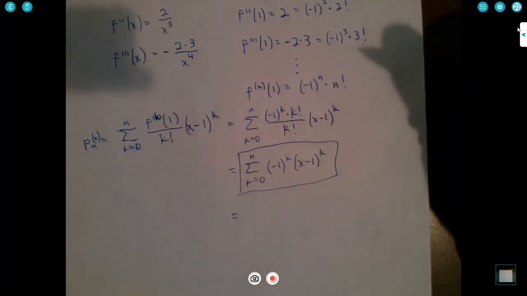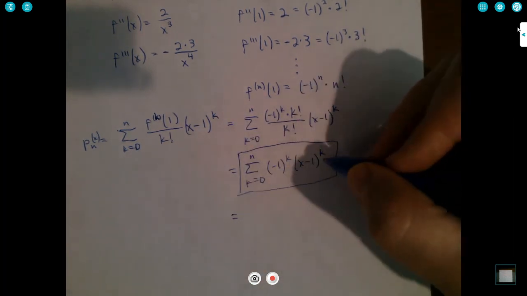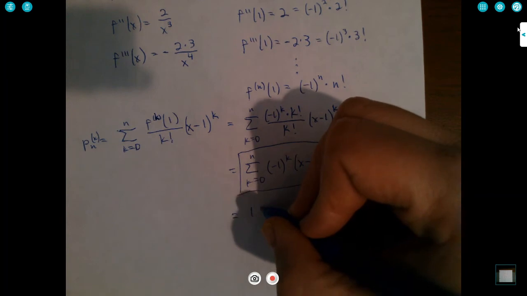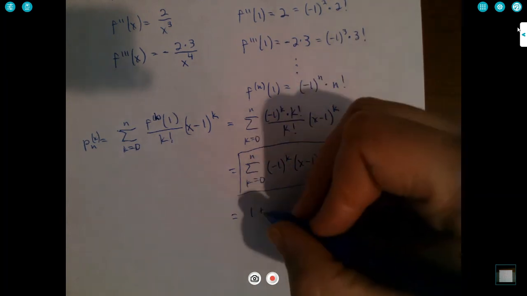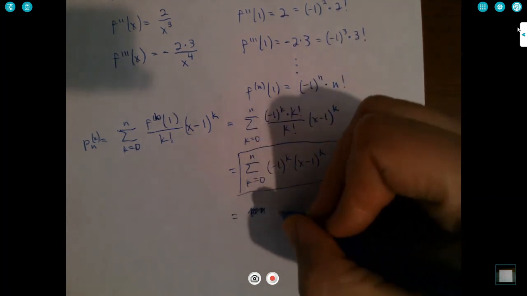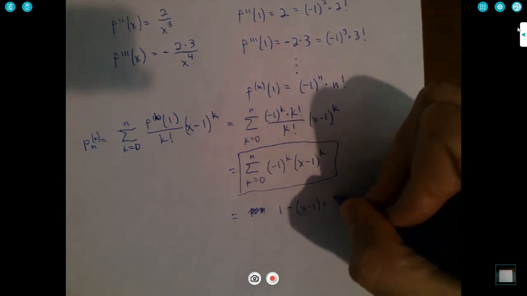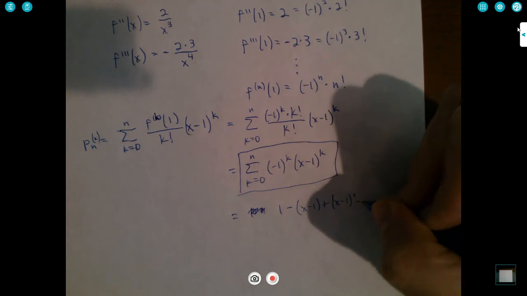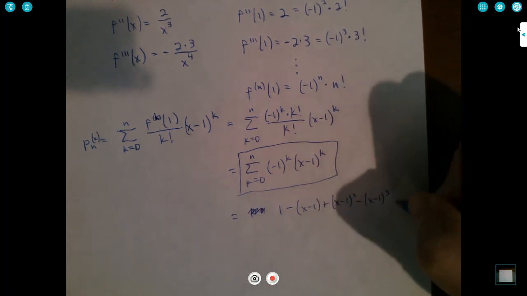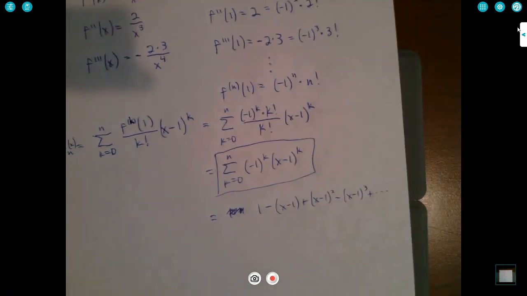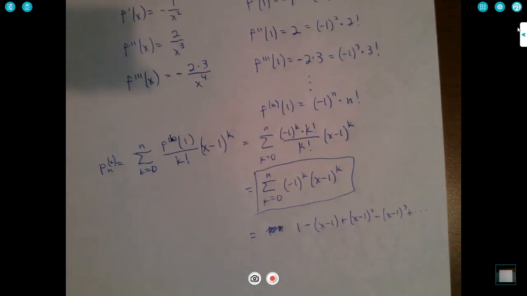I guess if you wanted to know what the first few terms looked like, when you plug in 0, you get 1. When you plug in 1, you get, oh, I should have had a minus. So it's 1 minus x minus 1 plus x minus 1 squared minus x minus 1 cubed, and so forth, right? So that's what that thing looks like.